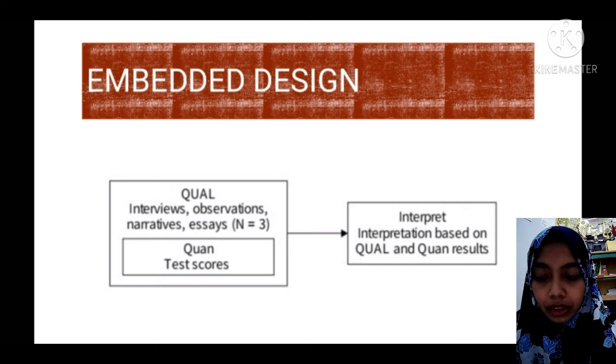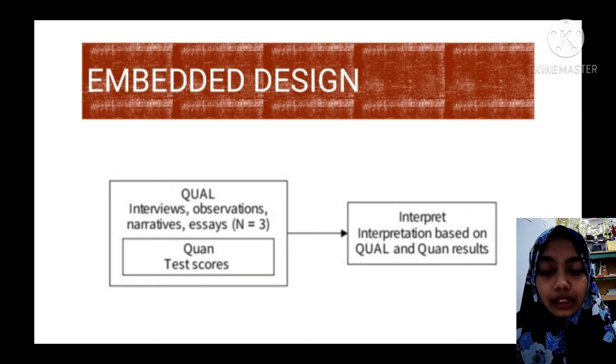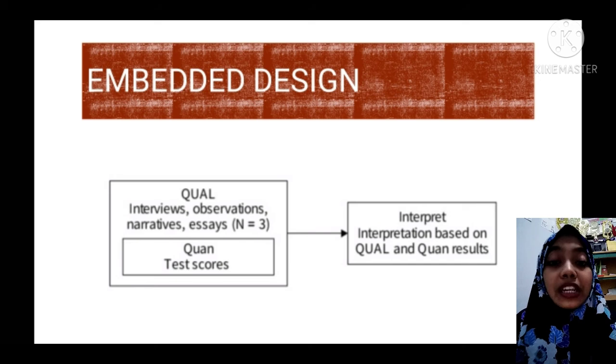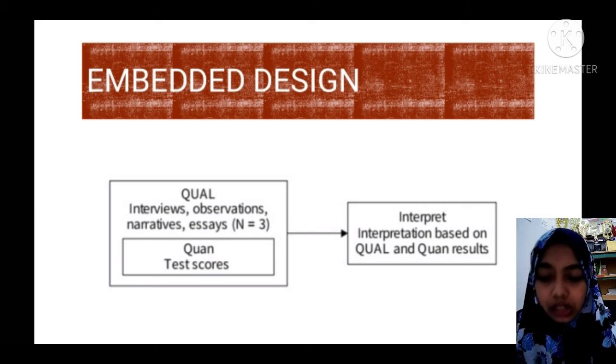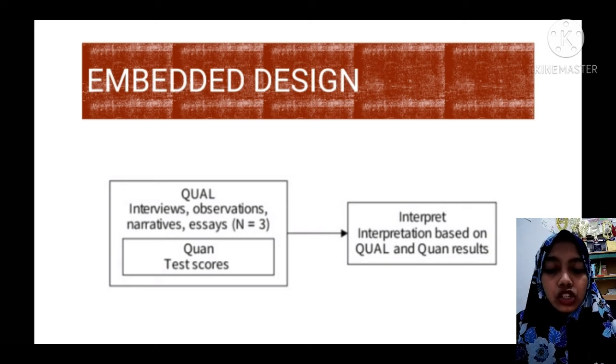And the weight in this design is given to the predominant method, quantitative or qualitative, that guides the project. The mixing of quantitative and qualitative data occurs either at the data analysis stage, if the data is collected concurrently, or at the interpretation stage if the two types of data are collected sequentially. In addition, the quantitative and qualitative data analysis in this design is conducted separately, because they seek to answer different research questions.